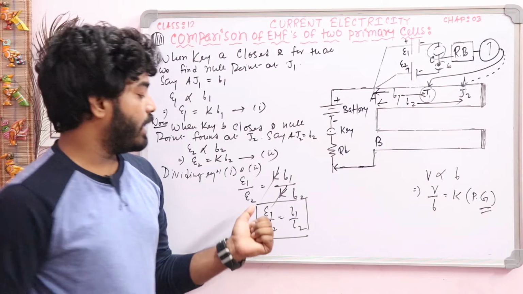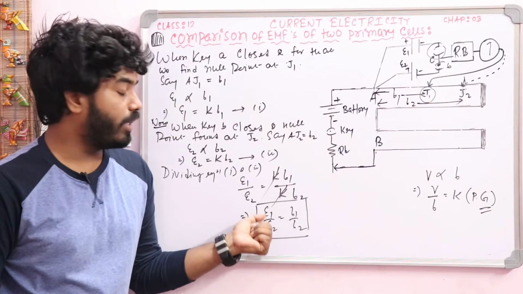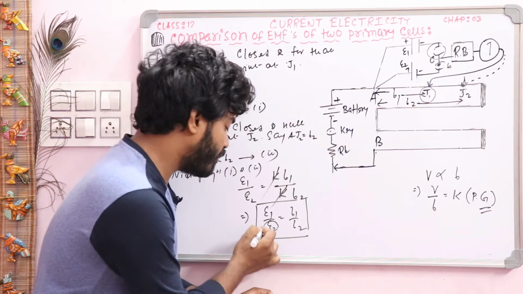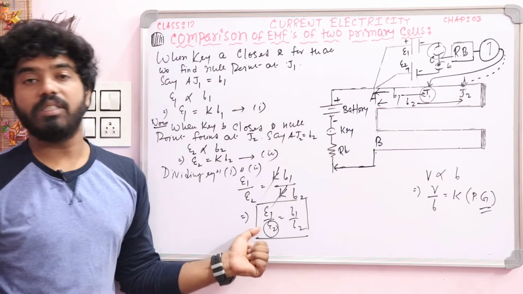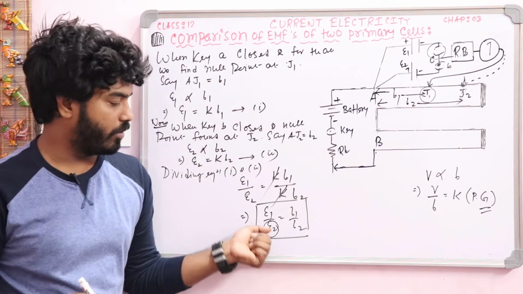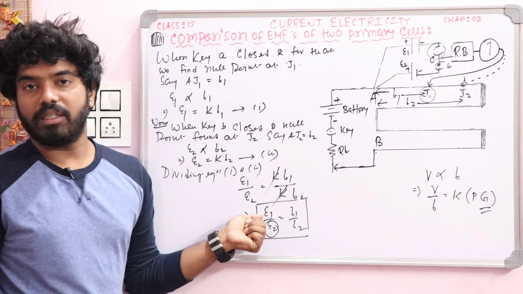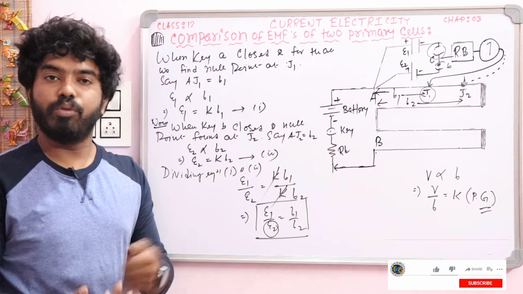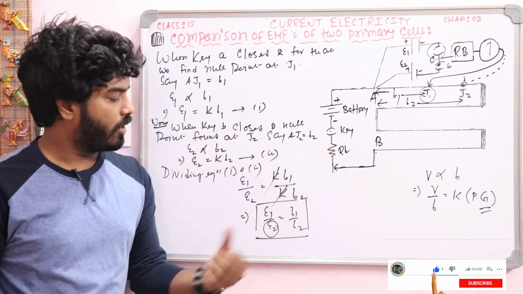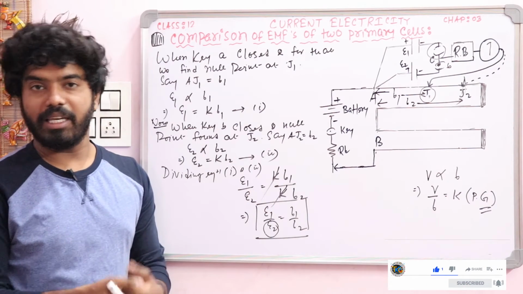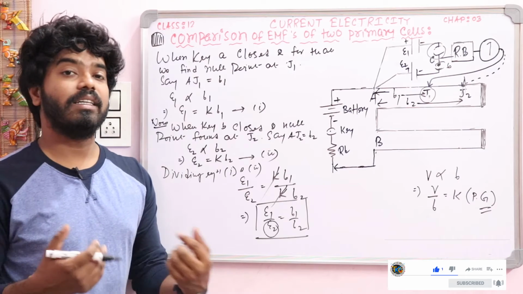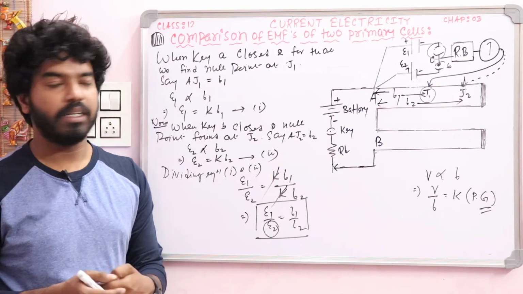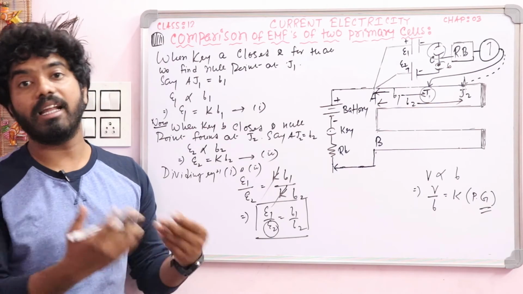So this is our ratio of two unknown EMFs, E1 by E2. Suppose you know the value of EMF E2. With the help of this equation, you can easily find the value of E1. In this way, with the help of a potentiometer, we can compare the EMF of two primary cells and find the EMF of an unknown cell. Okay, now we'll check the second application.